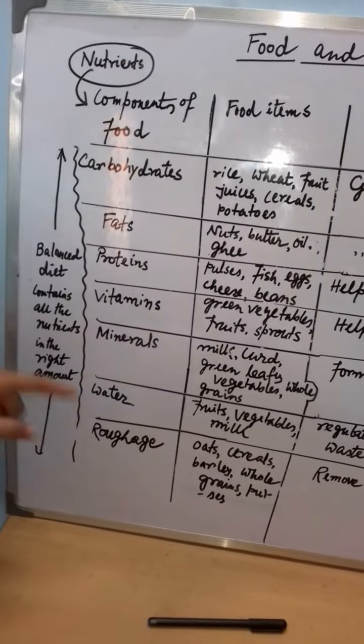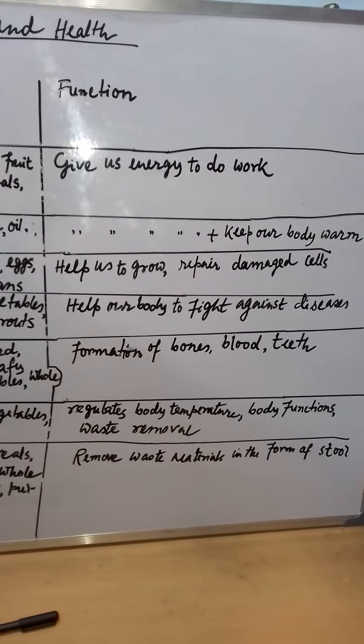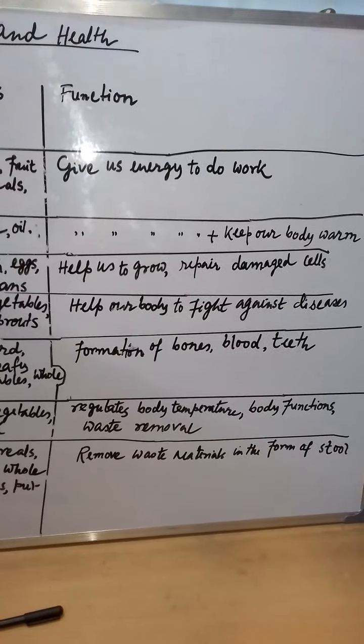And if all these nutrients, carbohydrate, fat, protein, vitamin, mineral, water and roughage, belong to a particular diet, this is termed a balanced diet. And we need to eat a balanced diet every day. Do not eat junk food. Always eat balanced diet food. What is a balanced diet? All the nutrients are present in the right amount, and it gives us the energy to do work, and it helps us to grow and repair our damaged cells.